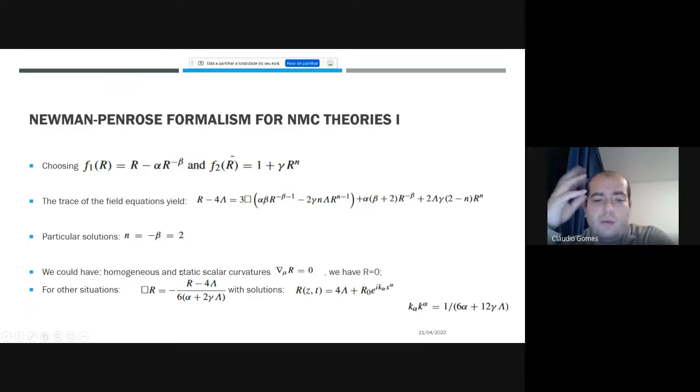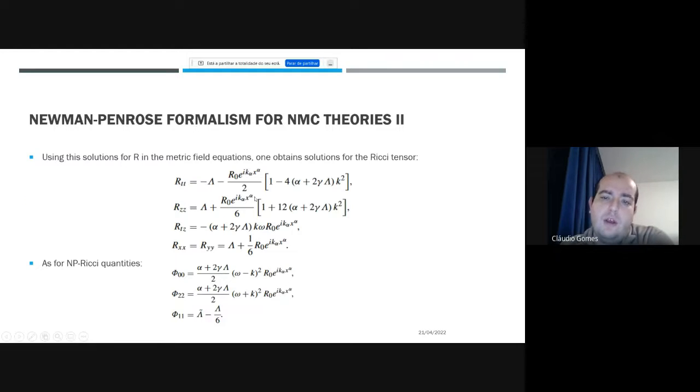So if we had some homogeneous and static scalar curvatures, of course, the scalar curvature does not have dynamics and will be 0. But for other situations, we have a more evolved equation, whose solutions are of this form. Okay, we have chosen the propagation of the gravitational wave to be on the z direction, and it evolves with time. So the dispersion relation will be modified, right, with this term.